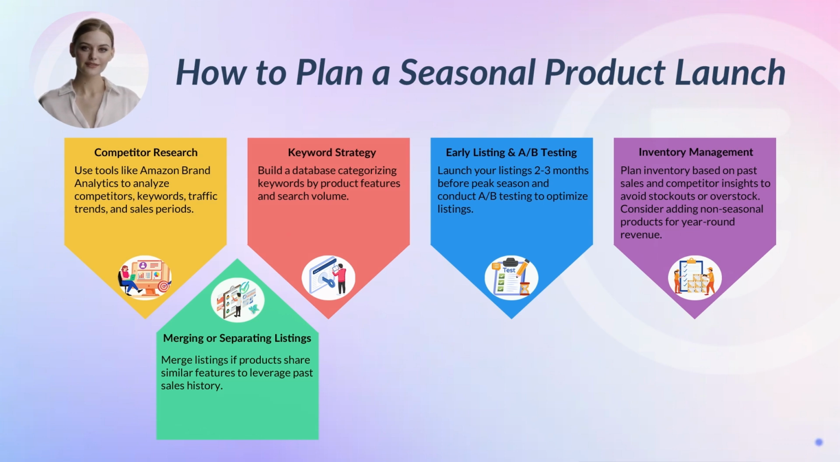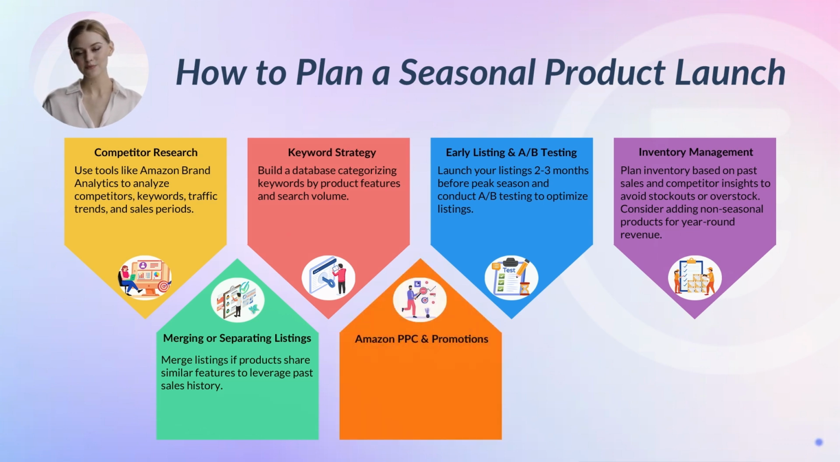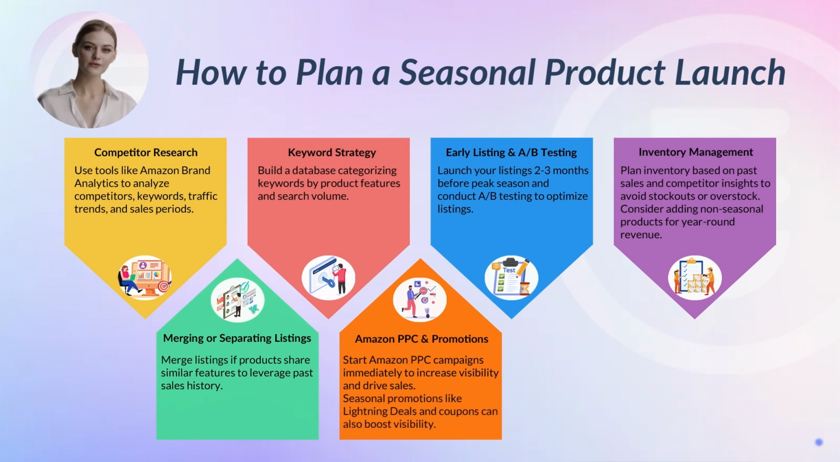To drive immediate sales momentum, start Amazon PPC campaigns as soon as your listing goes live. It helps in increasing visibility and ranking so you can capture attention when peak season arrives. Additionally, seasonal promotions like lightning deals, coupons, and exclusive discounts can amplify visibility. However, it's important to continuously monitor ad performance. If certain keywords do not perform well after a week, reallocate your budget to higher performing targets.